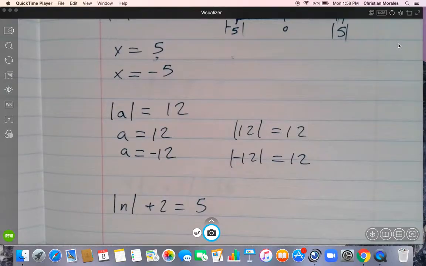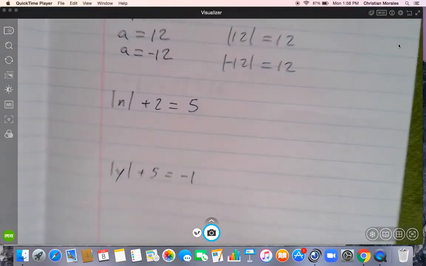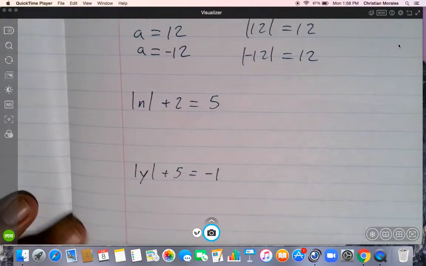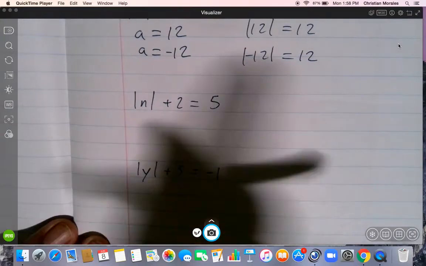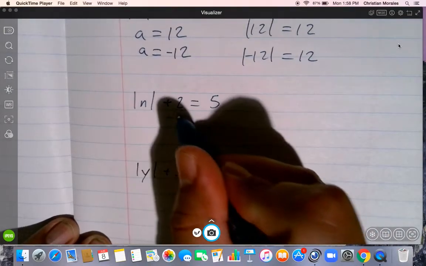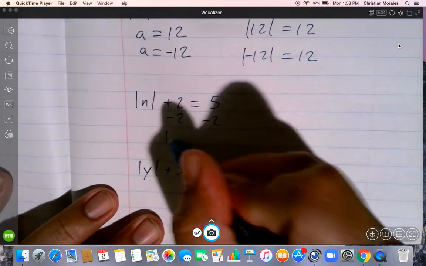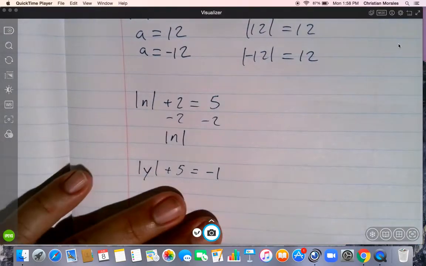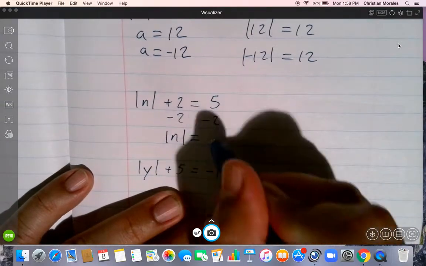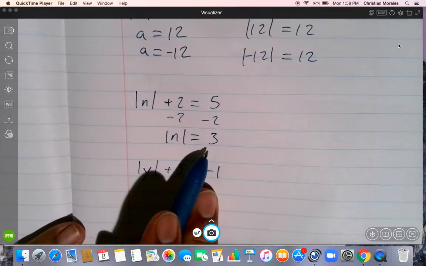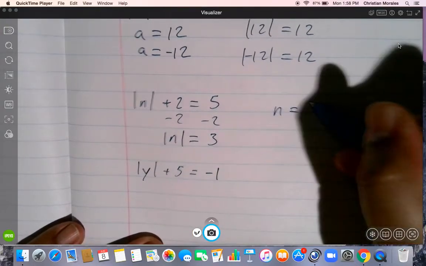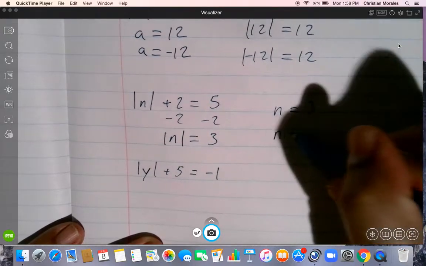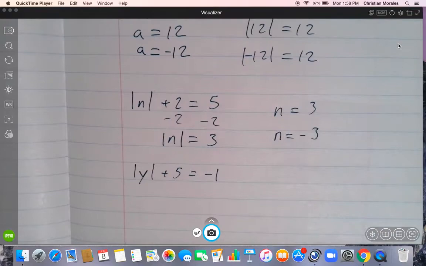All right. Now, when it comes into an equation, though, you can't do that right away. You need the absolute value to be by itself. So you got to move the 2 first using inverse operations. So we're going to subtract 2 from both sides. You're going to get the absolute value of n, and 5 minus 2 is 3. Now, this is where we're talking about the absolute value. What numbers have an absolute value of 3? Well, there's 2 of them, 3 and negative 3. And those are your answers, 3 and negative 3.